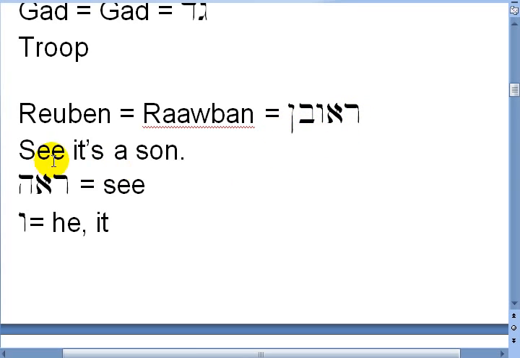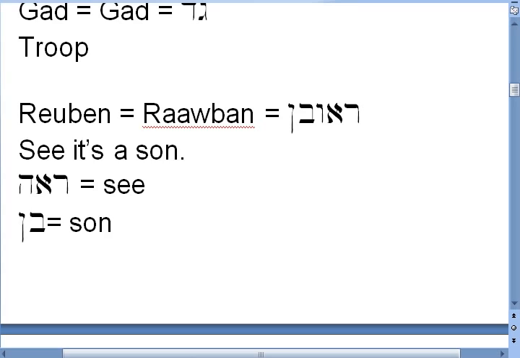bun, see, it's a son. Ra'ah, what you see at the beginning here, is "see," and then the wa, actually what this should be is bun. So give me 1 second here. Bun, which is son.